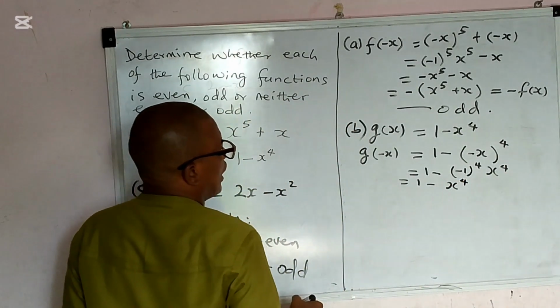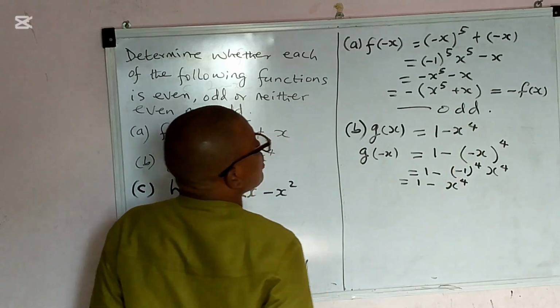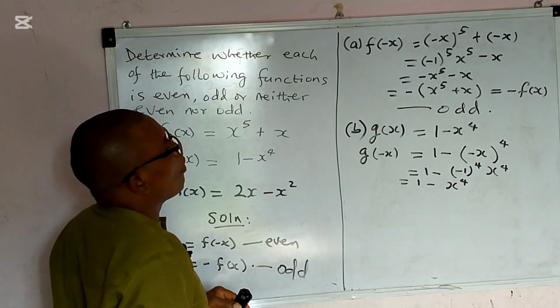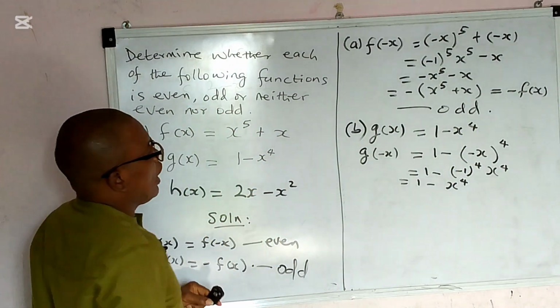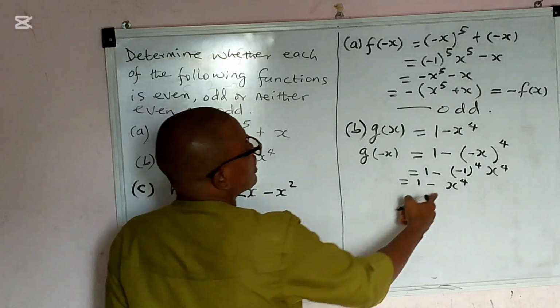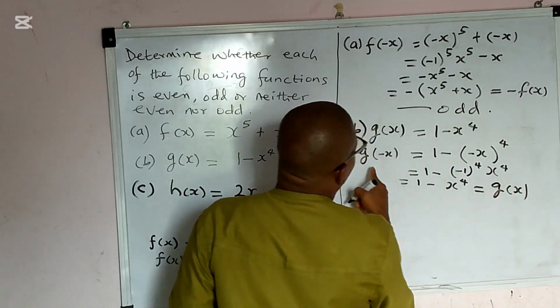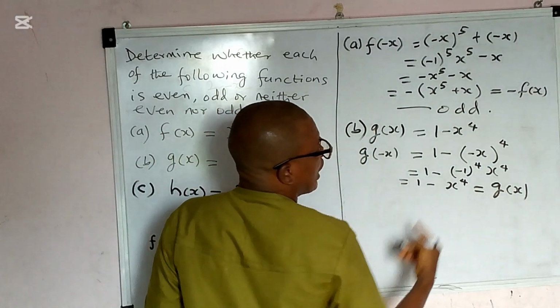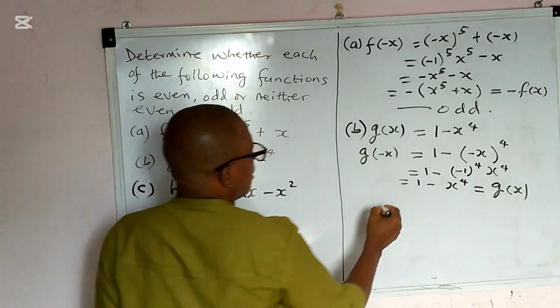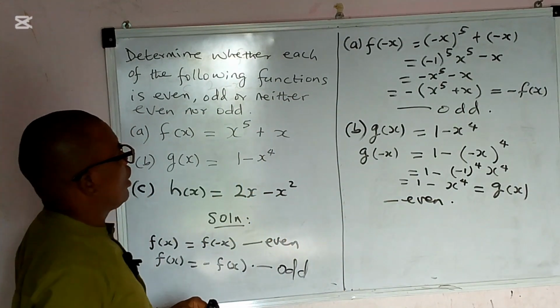So you discover that g of x is exactly 1 minus x to power 4, and g of minus x is actually the same thing. So this is equal to g of x, so that g of minus x is exactly g of x. That's an even function.